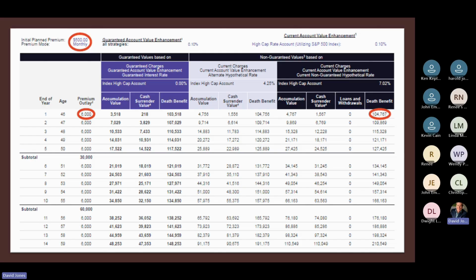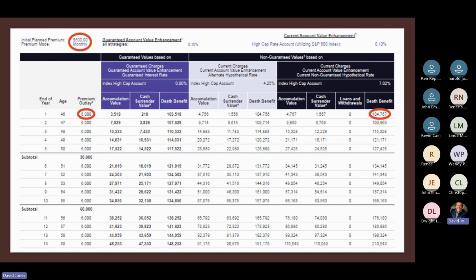But already after a year, you can see it's at 104 and some change. So it's gone up already because we've got the increasing death benefit on this approach. The cash value, where I had a big red flag here before, it's already gaining cash value from the get-go. In fact, after 5 years, the surrender value is almost equal to what he put into it.